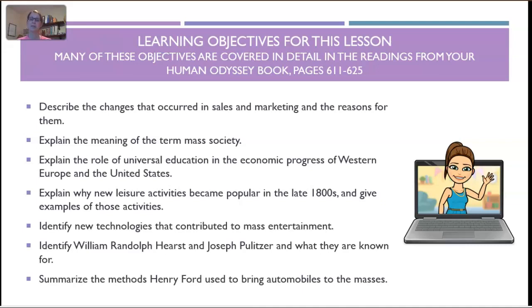Explain the meaning of the term mass society. Explain the role of universal education in the economic progress of Western Europe and the United States. Explain why new leisure activities became popular in the late 1800s and give examples of those activities.